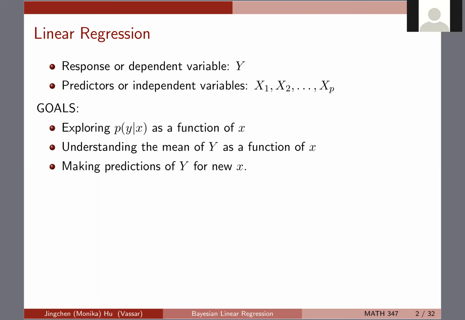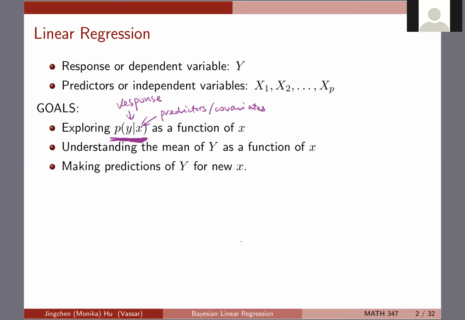So the goal, I listed 3 goals over here. First of all, you actually think about the model, which we're going to see soon, but you probably have seen it before. You're really trying to explore the conditional distribution of y given x. So y is the response, and x is your predictors, sometimes called covariates. Those are the things that you want to use to explain your response in terms of a function.